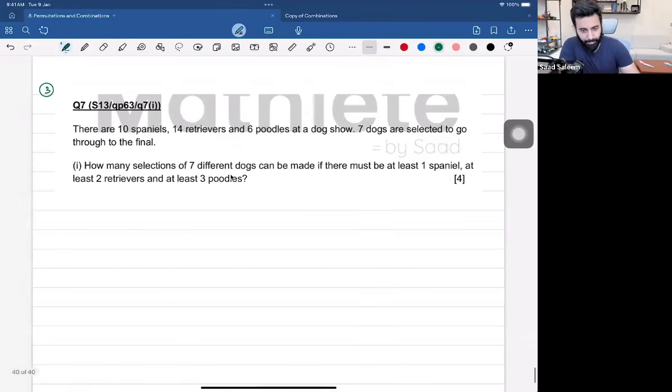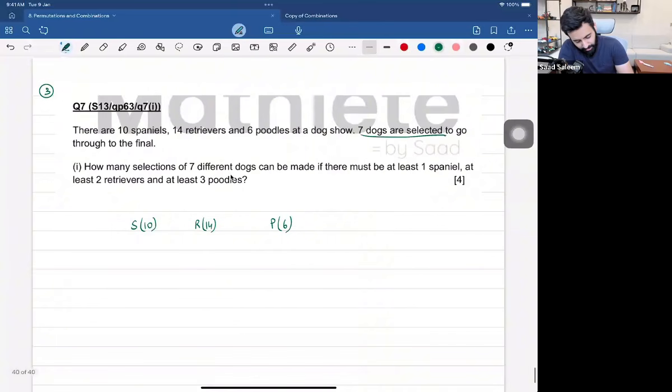Okay, so isme bhi hamein yahi karna hai. We need to come up with all the possible ways that we can meet the condition that the question has given. There are 10 spaniels, so I'm going to write down spaniels, and in bracket I'm going to write down 10. There are 14 retrievers, so just an R, and in the bracket 14. Okay, you can write the number first and then whatever it is, doesn't really matter. And as far as the poodles are concerned, there are 6 poodles.